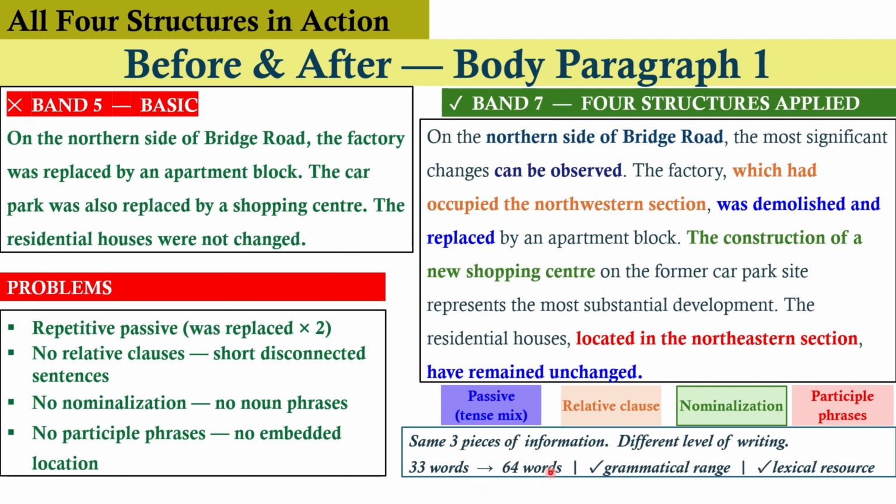But that's not the main reason it is better. More importantly, it demonstrates greater variety, complexity, and academic register while describing exactly the same information. This is the kind of grammatical flexibility that helps candidates move towards Band 7 and above.